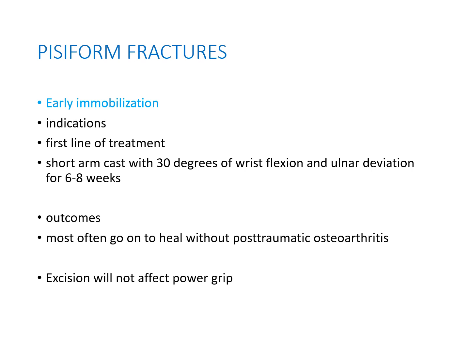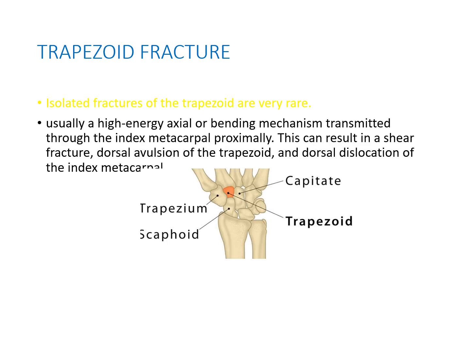Pisiform fractures are best managed conservatively. The patient can undergo short arm cast application with 30 degrees of wrist flexion and ulnar deviation for 6 to 8 weeks. Most of the fractures will heal. If there is a painful non-union or post-traumatic osteoarthritis, excision of the pisiform can be done without reduction in power grip. Trapezoid fractures are very rare in isolation.